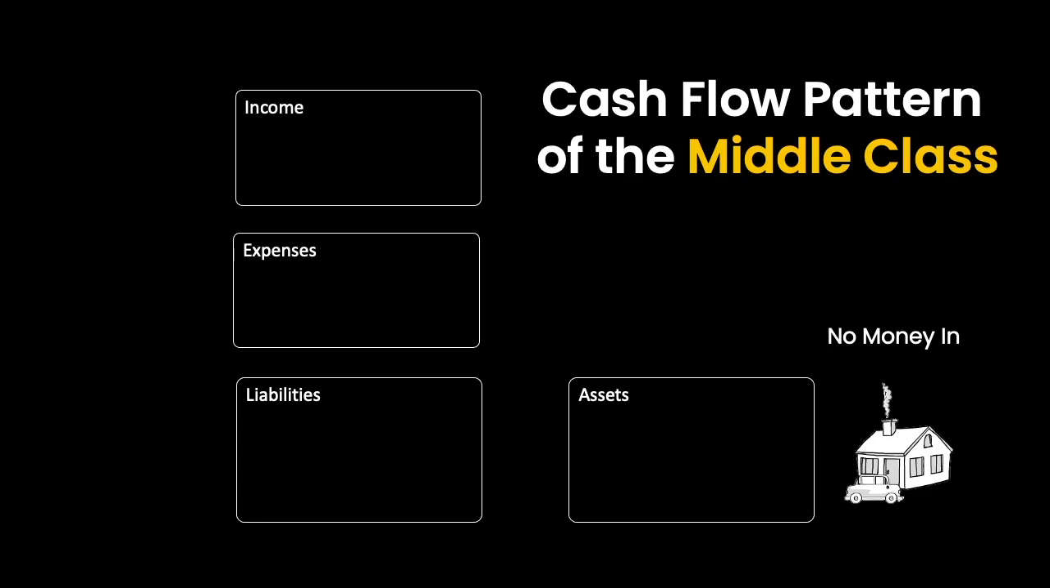For example, the house that we live in. At the end of the month, the house doesn't put any money into my pocket. In fact, I'll end up spending money on its maintenance or maybe even on repaying the loan outstanding on it. Therefore, it's taking money out of my pocket. And so it should actually be qualified as a liability. So when we're looking at the cash flow patterns of the middle class, we need to identify true assets and liabilities so that we can actually understand what the cash flow pattern is.